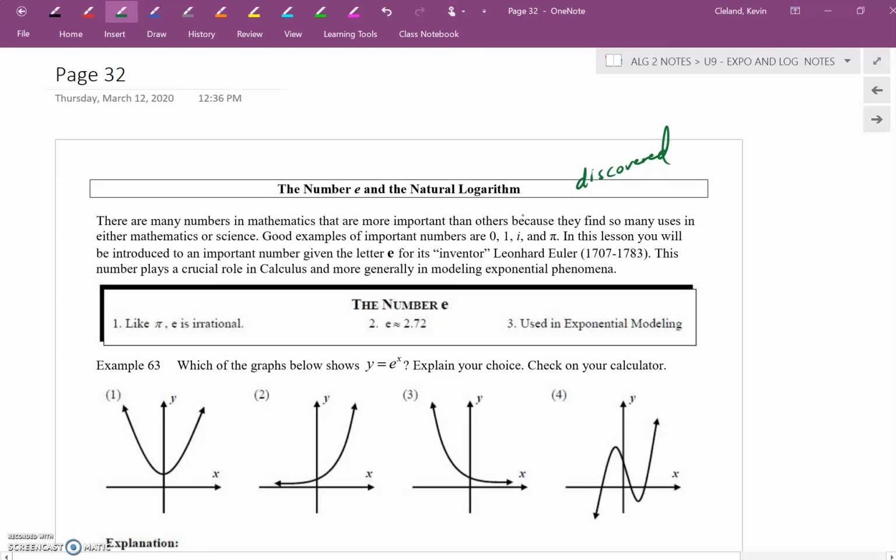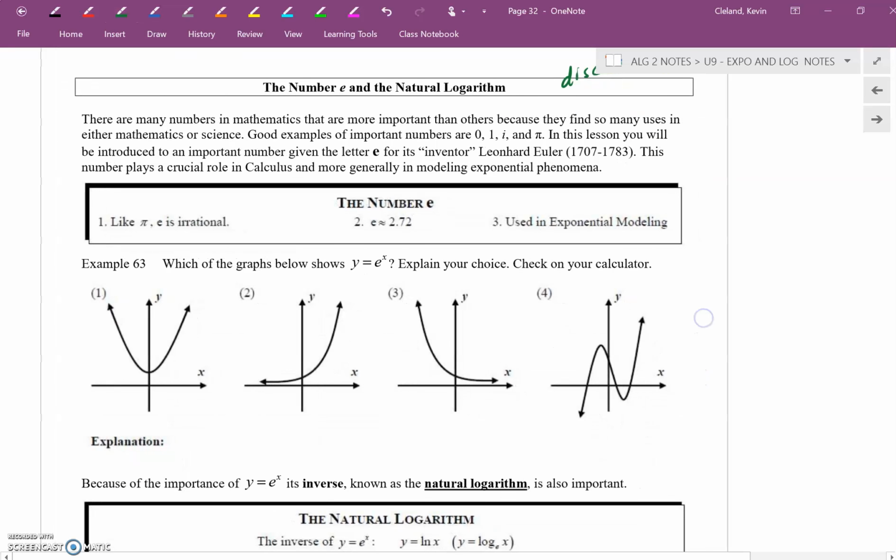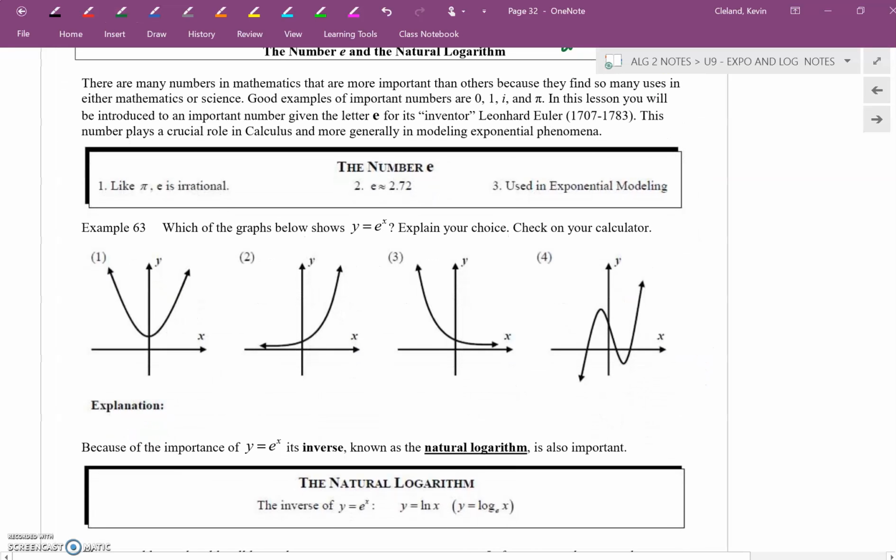This number plays a crucial role in calculus and more generally in just modeling exponential phenomena and things that grow exponentially. So, three facts to know about e. One, it's irrational, just like pi, meaning its decimal goes on forever without repeating any set pattern. It's unpredictable in that sense. Two, it's approximately 2.72, and you can evaluate it on any modern scientific calculator to see many more digits of it. And three, it's used in exponential modeling.